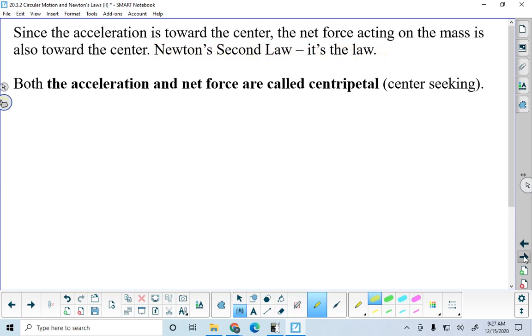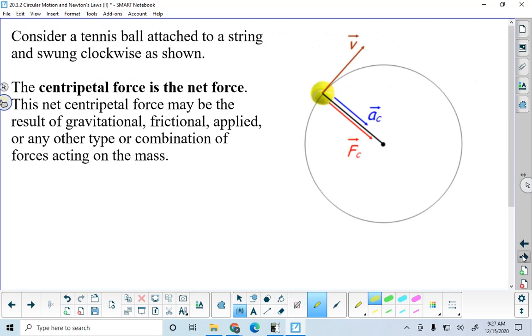Both the acceleration and the net force are called centripetal. That means center seeking, so that's a reminder to you that they are towards the center. And these aren't just details that you have to memorize because I might ask them of you. These are details you need to know to apply physics. The thing that I can't stress enough throughout this part of this unit is that the centripetal force is the net force.